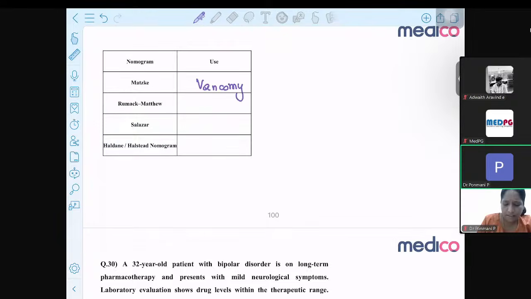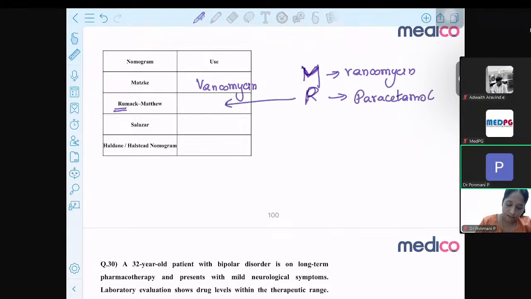How do I remember this name? Matzke. Here there is a V, which stands for vancomycin. Remember it like that. In Rumack-Matthew, there is a P which is hidden. It is given for paracetamol. And Salazar is used for creatinine clearance in obese patients.